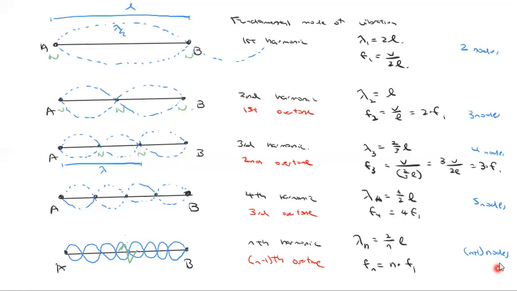So you'll notice that this depends on the V of the wave. And this V is not talking about the velocity of the wave in air, but it's talking about the velocity of this wave in a string. So the next thing we need to consider is, how do we determine the velocity of a wave in a string?